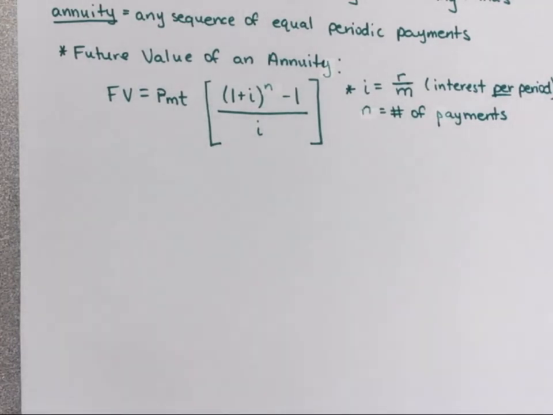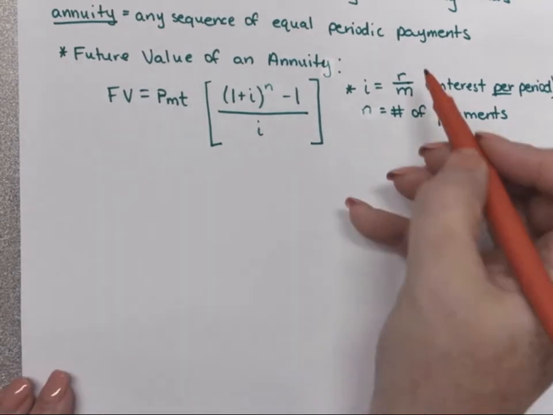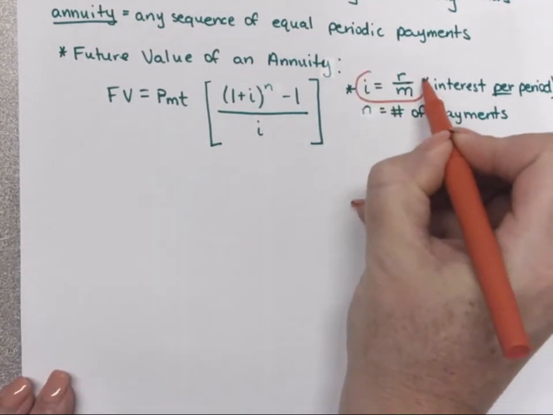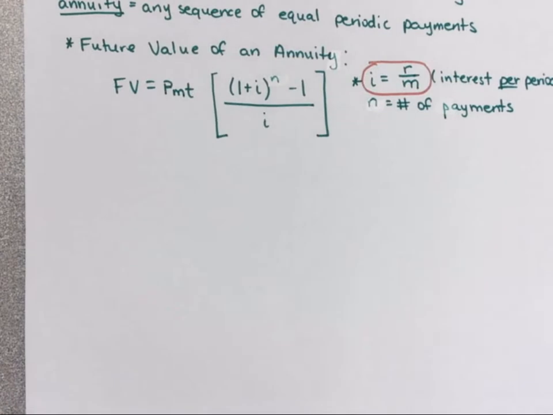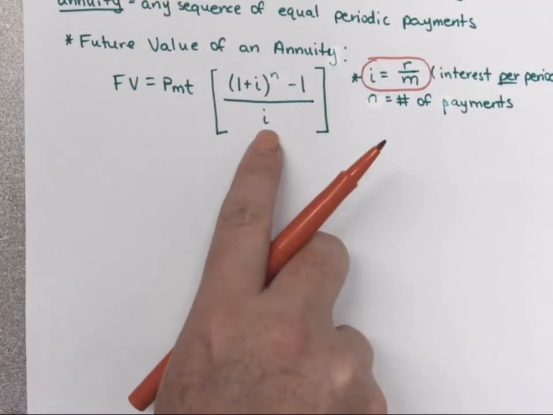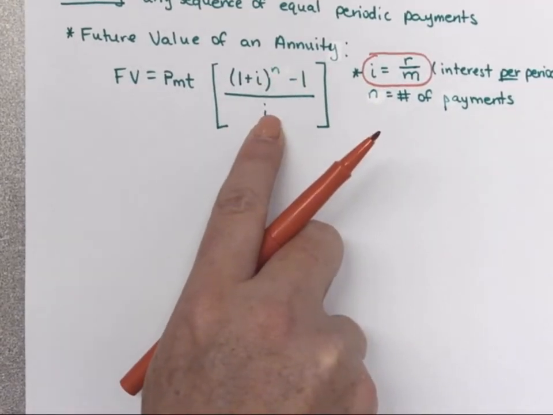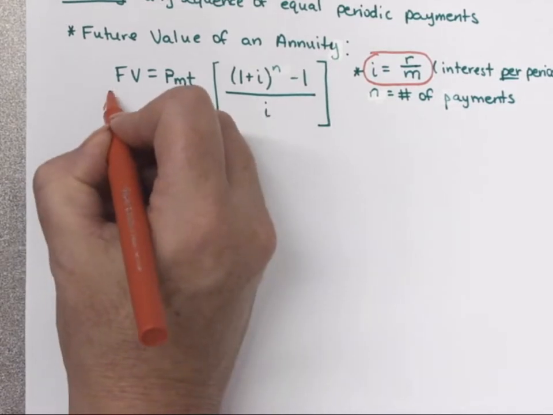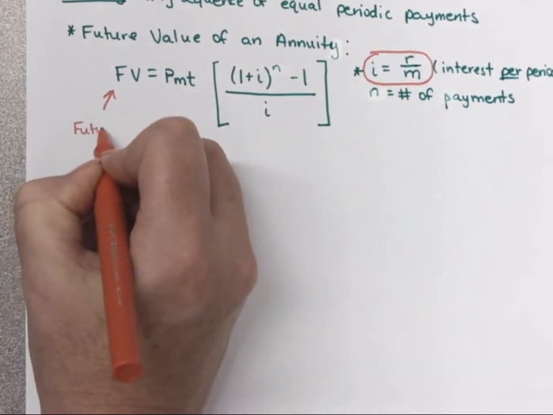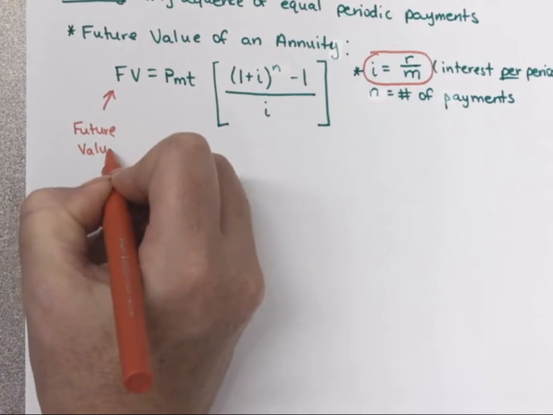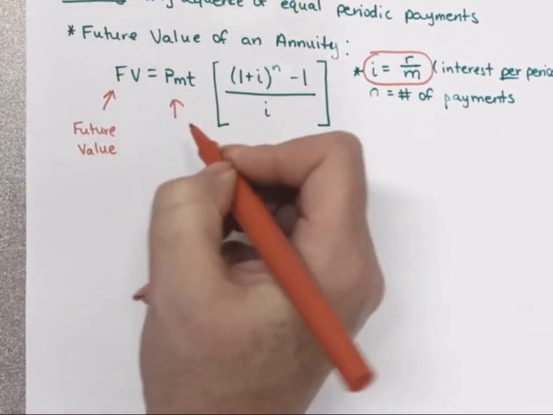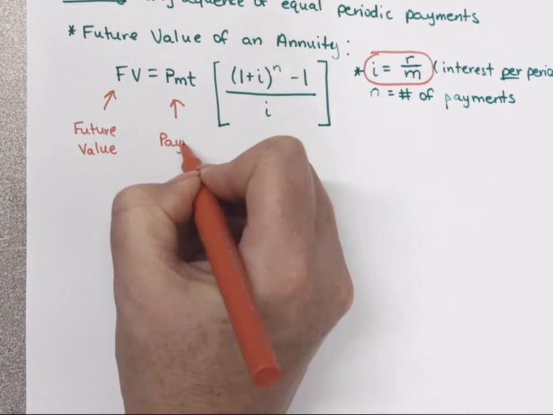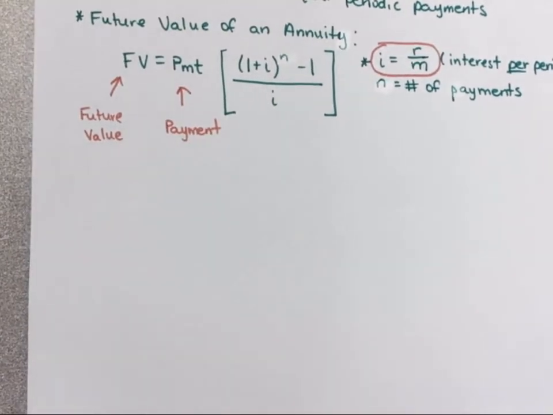Okay, so let's make sure that we know this is really important. That's why I put a star by it, so I'm going to circle it. So in a lot of books, they don't even use the letter I. They just put the fraction R over M in the formula instead. But notice there's an I here and an I here, so R over M would go in both places. So FV stands for future value. That would be the amount that would be in the account after the payments were made. And PMT is what I use for payment.